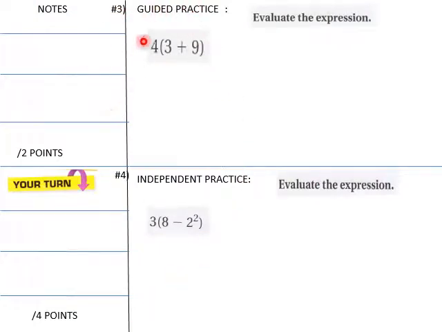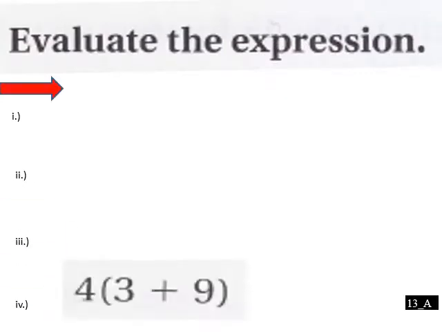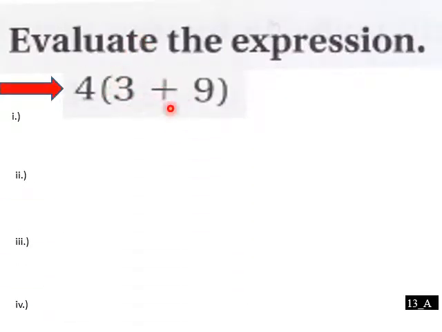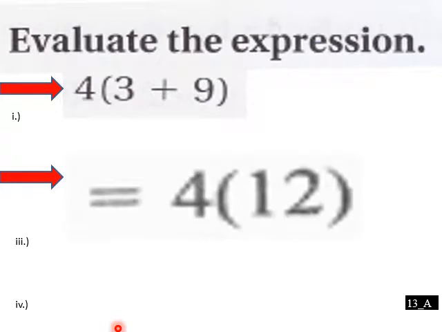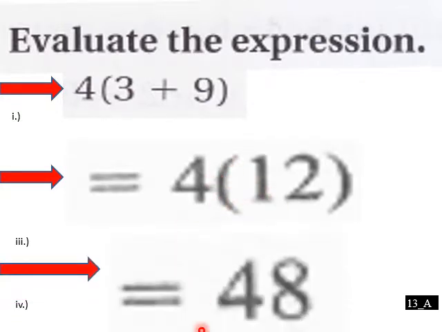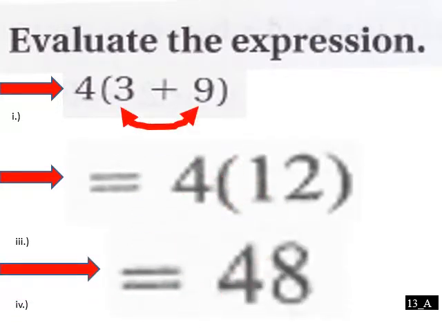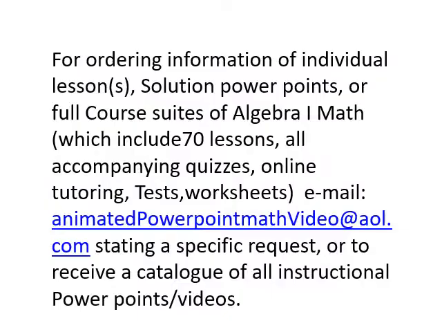Okay, our guided practice number 2. Students, this is on you. We're going to do this one right now. Evaluate the expression. Okay, evaluate this expression, 4 times the quantity 3 plus 9. Inside parentheses, 3 plus 9, we get 12, and then we have 48. And that is 1.2 for Algebra 1 Math.